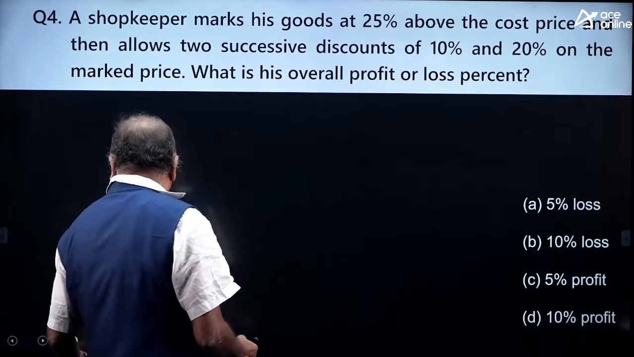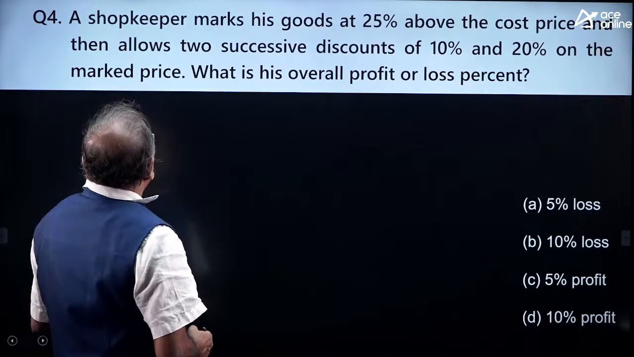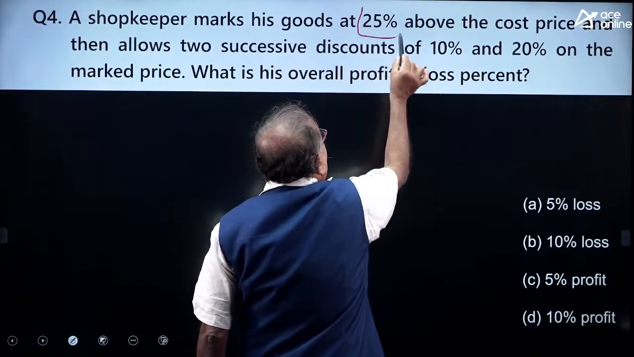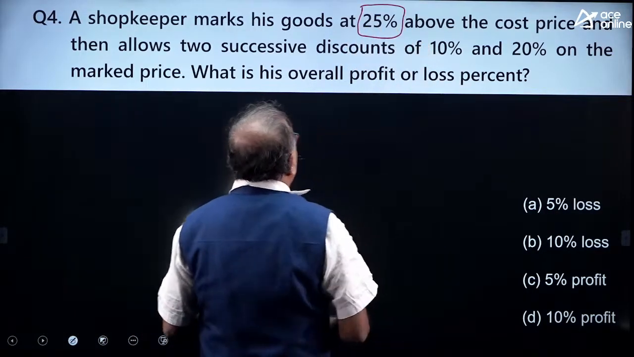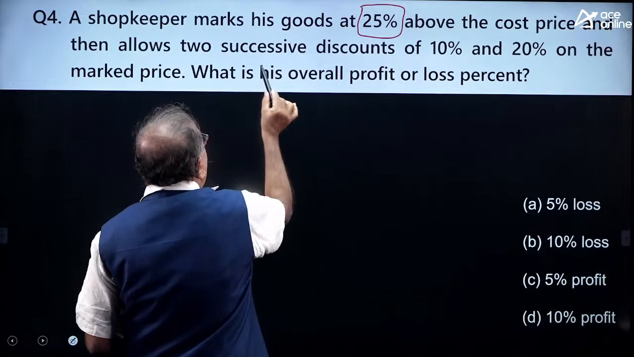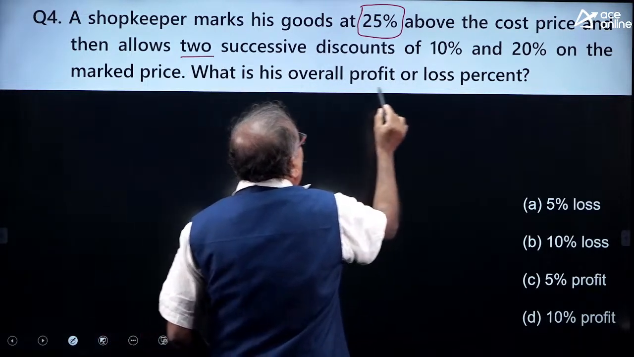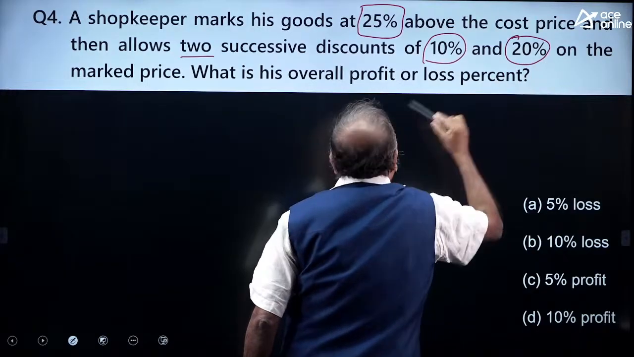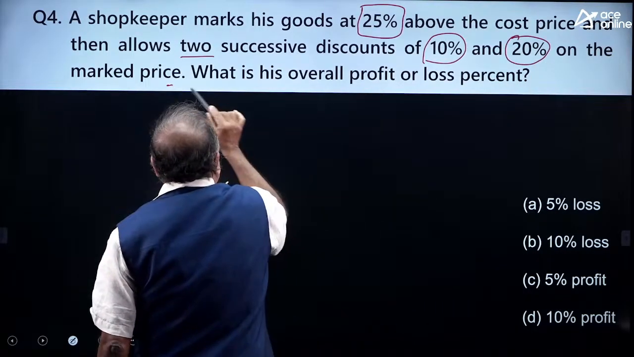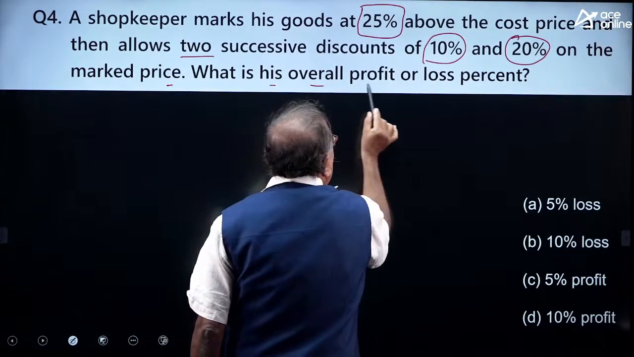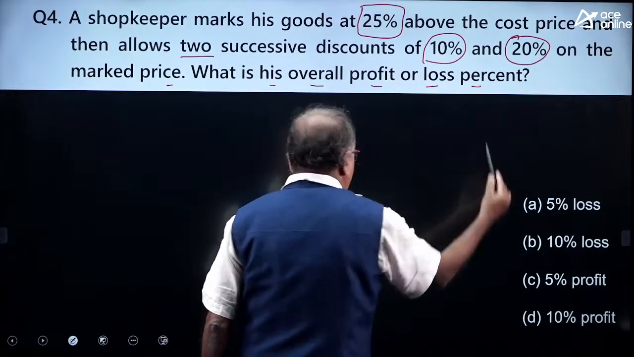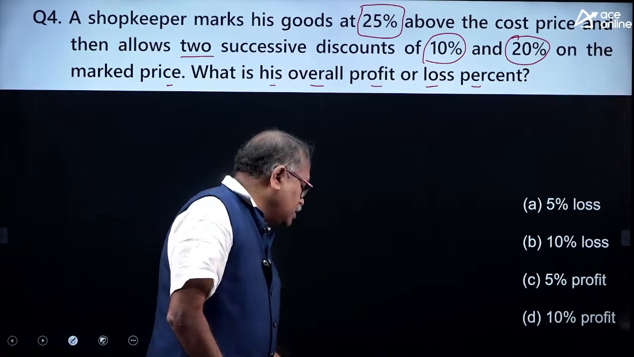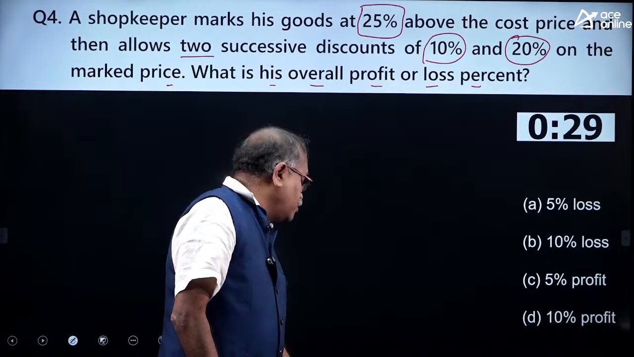I will explain what is in the question. A shopkeeper marks the goods 25% above the cost price and then allows 2 successive discounts of 10% and 20% on the marked price. So what is his overall profit or loss percentage? Again I will give you 30 seconds to think of it.